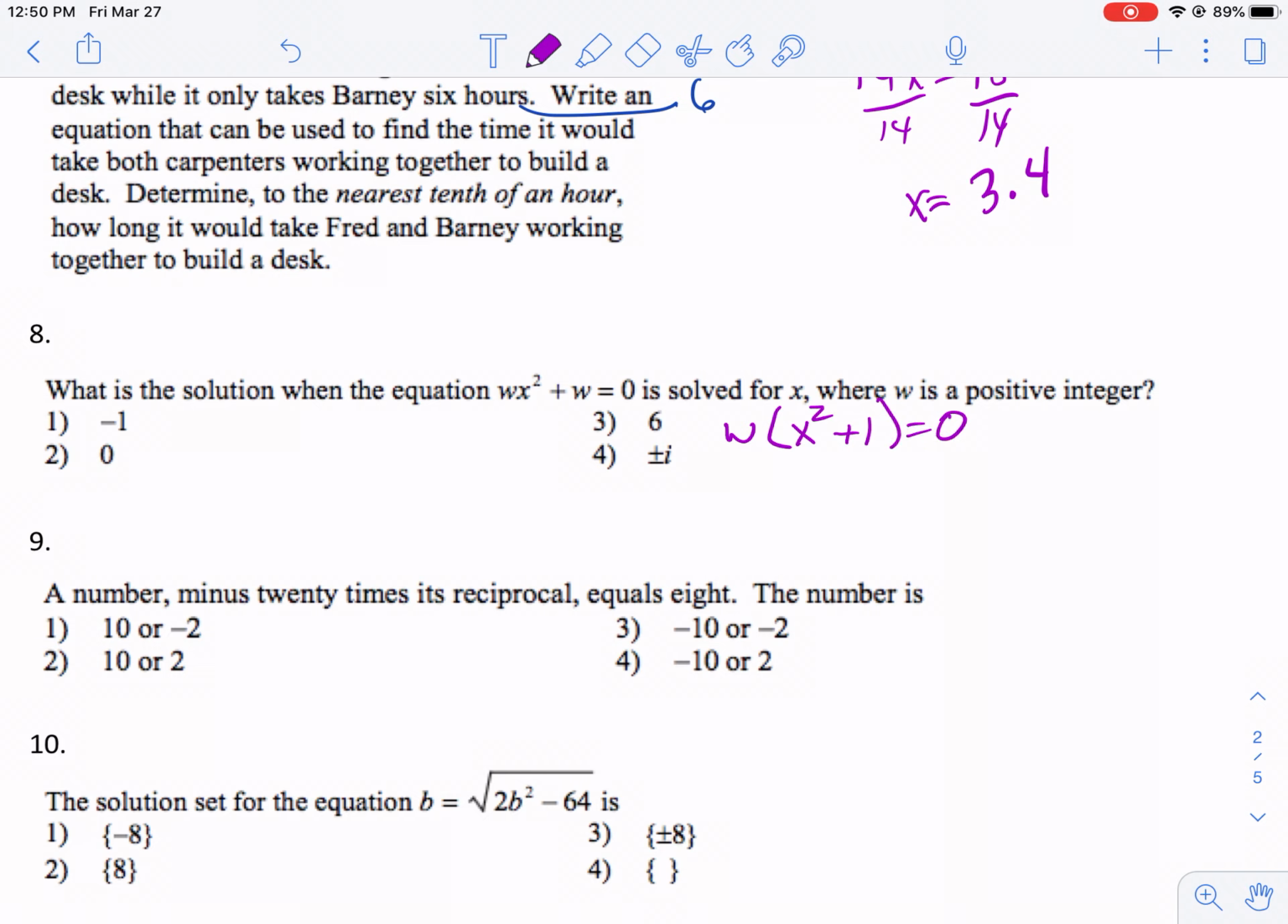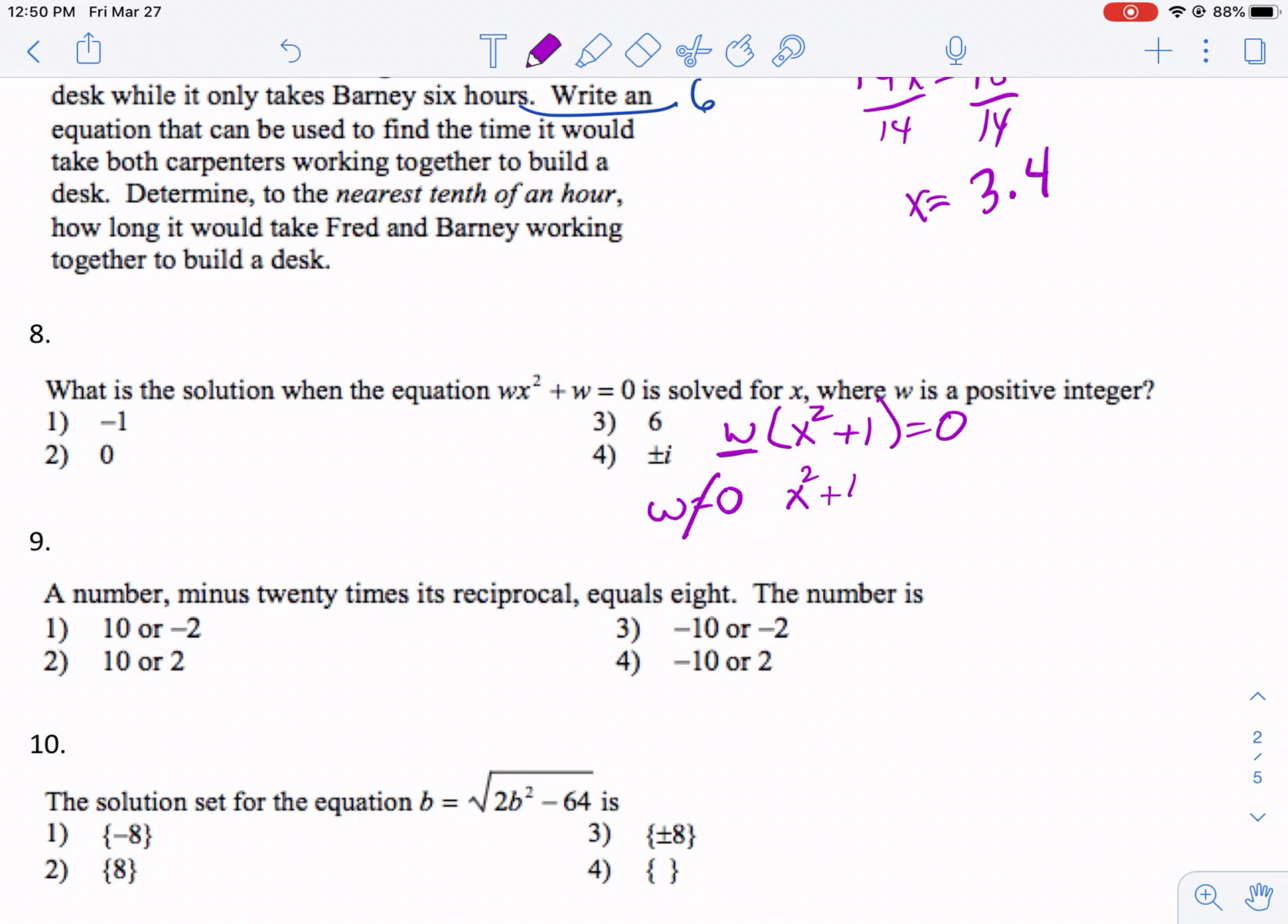Now it says w is a positive integer. X squared plus 1 can't be factored anymore because it's not a difference of squares, it's adding. So I'm ready to set them equal to 0. Well, if w is a positive number, can w ever equal 0? No, that's called an extraneous root, so we cross that one off.